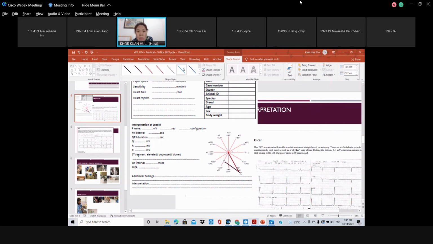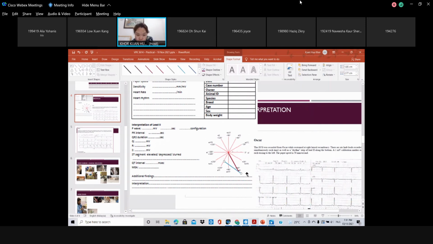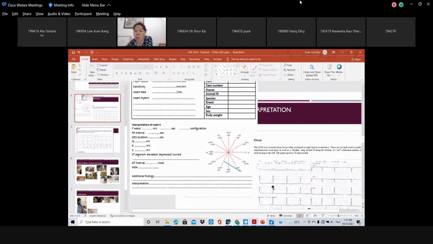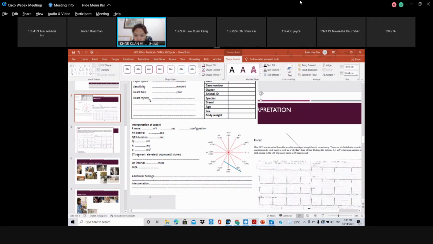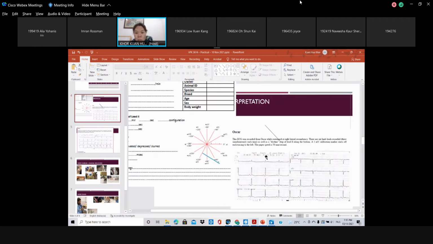Okay? Then the next one you want to look at, lead 1. How many boxes is the R wave in lead 1? 4. Okay, 4. So I also draw a line from 4 here going down. Correct?